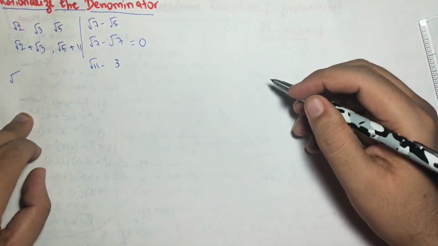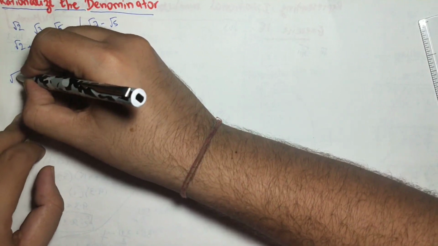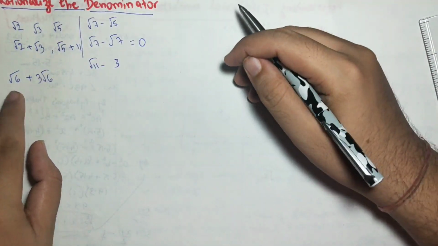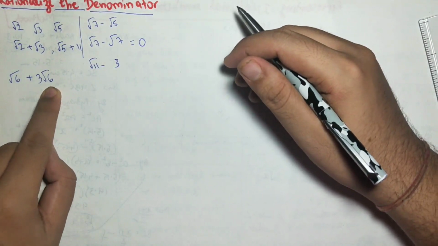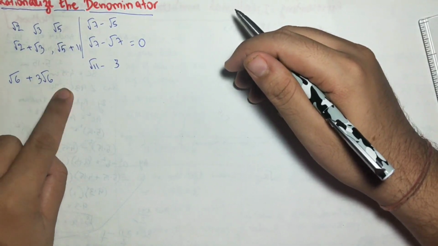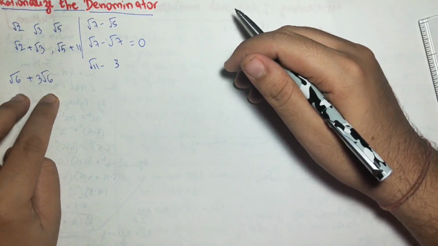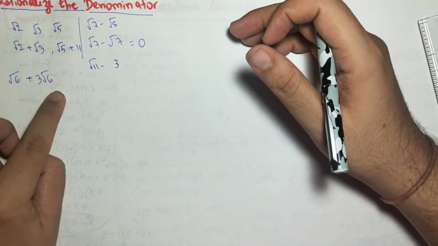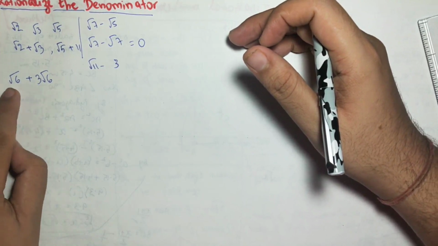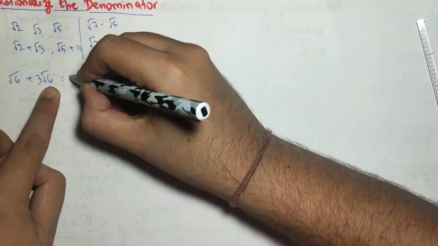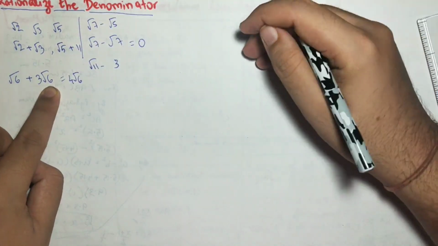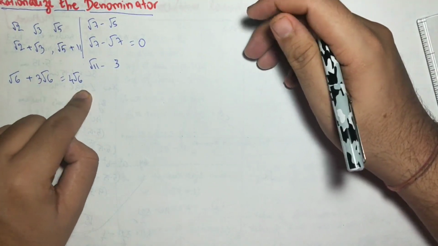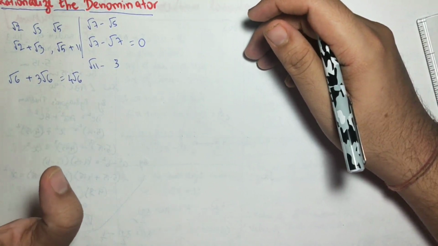Let us say root 6 plus 3 root 6. As we can see, both the numbers have root 6. So they are like terms. They will be added. Same rule: what is x plus 3x? It is 4x. Similarly, root 6 plus 3 root 6 is equal to 4 root 6. 1 root 6 over here, 3 root 6 over here. So it will count to be 4 root 6. Similar thing happens with subtraction.